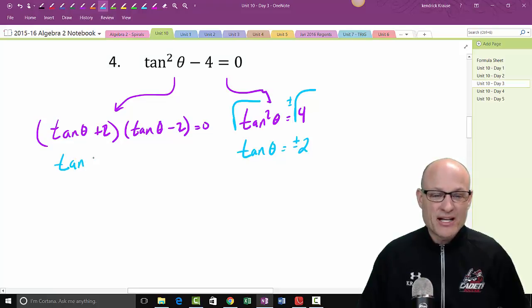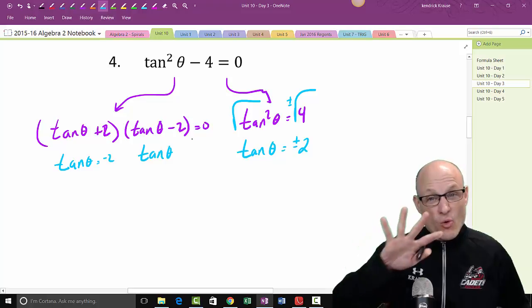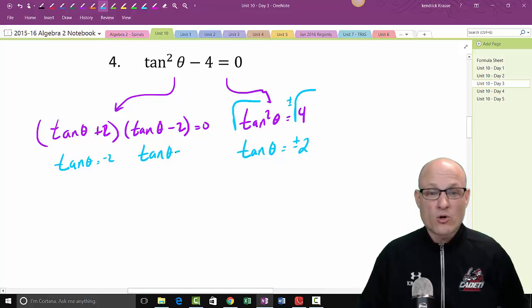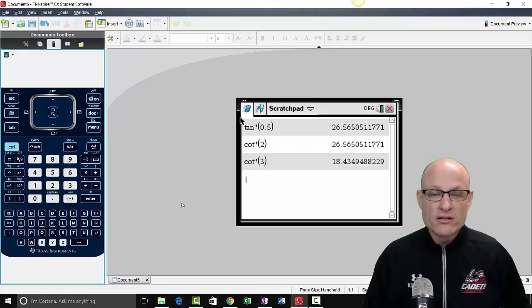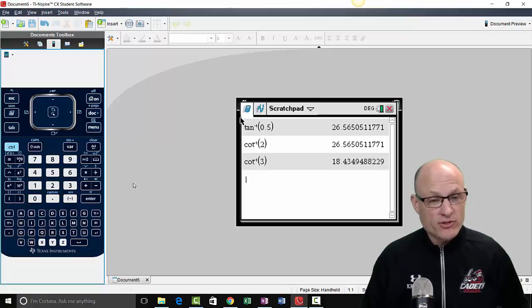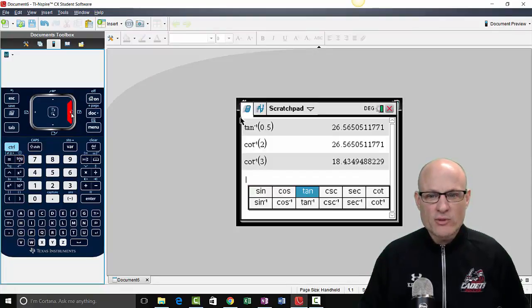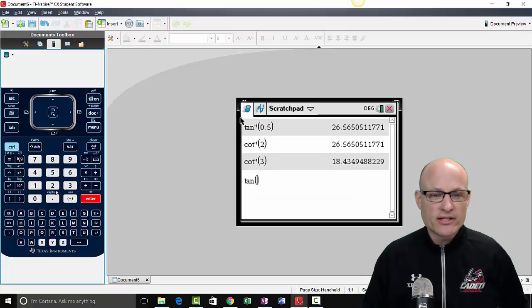Well, since it's plus or minus, that means we're going to have angles in all 4 quadrants. I just got to figure out when tangent theta equals 2. And tangent can be bigger than 2. We talked about that. The only ones that can't are sine and cosine.